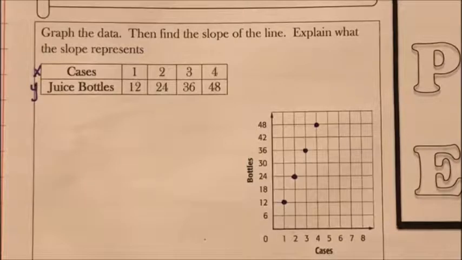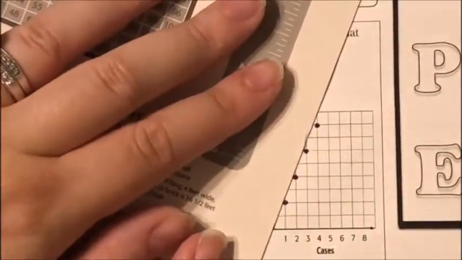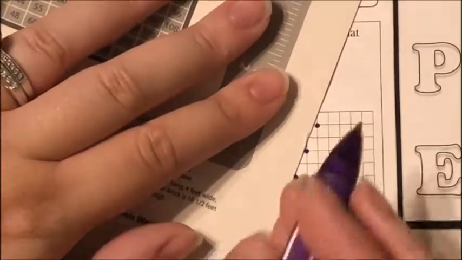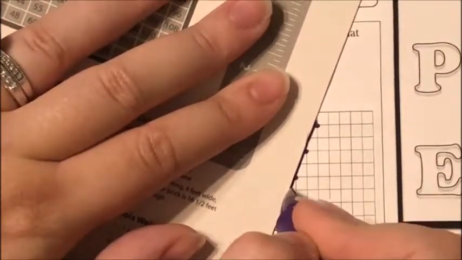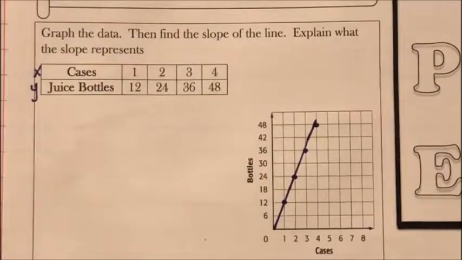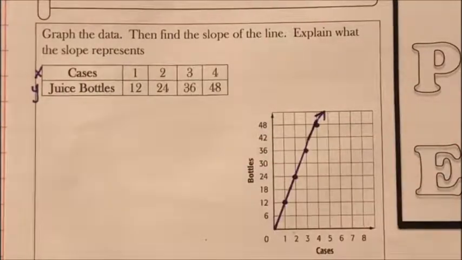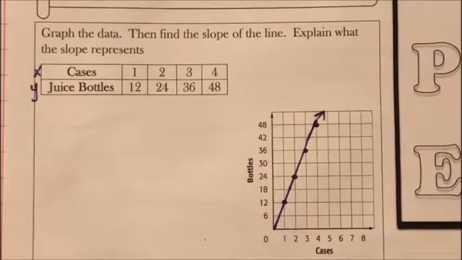Okay, you can use a straight edge to draw a straight line. So here's my line. Okay. This data will continue to go up, right? Okay, it is a straight line. Okay, so now I want to choose 2 points to find my slope. You can choose any 2 points that you want. It will still give you the same answer.